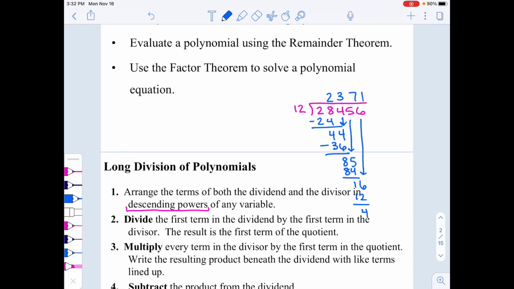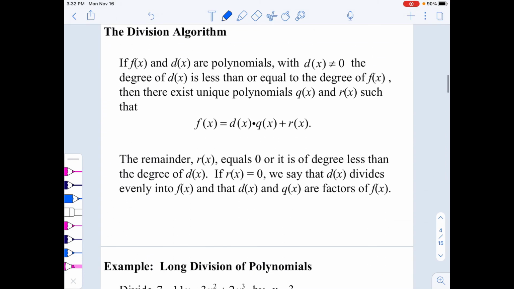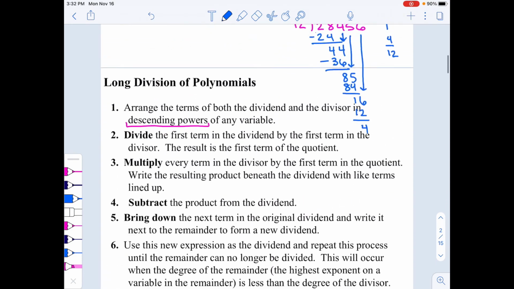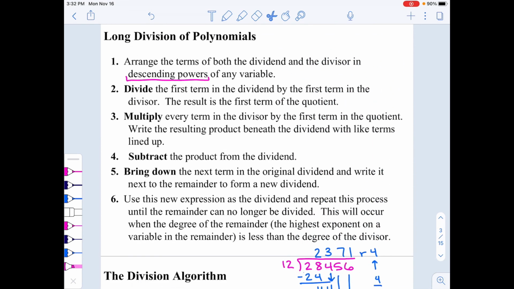Now, back in the day, you would have said R is 4, or you might have said that you would have had 4 out of 12 left over. That's kind of going to be a key point in this long division. So what does that mean in regards to this ugly mess?